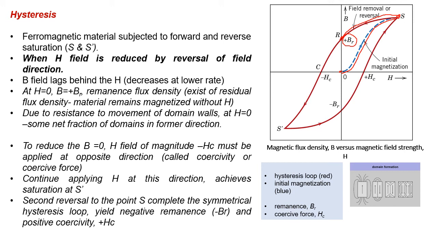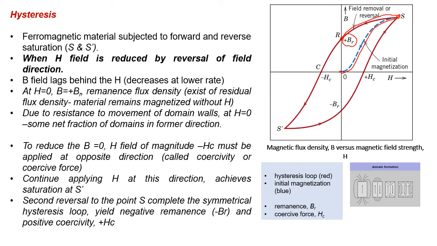And to reduce the B to 0, an H field of magnitude Hc must be applied in the opposite direction, called coercivity or coercive force. Continue applying H in this direction, achieving saturation at S prime. Second, reversal to the point S completes the symmetrical hysteresis loop, yielding negative remanence, negative Br, and positive coercivity, plus Hc.